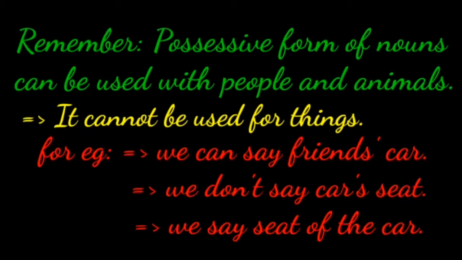For example, we can say friend's car. We don't say car's seat. We say seat of the car. So, the possessive form of nouns can be used with people and animals. It cannot be used for things.